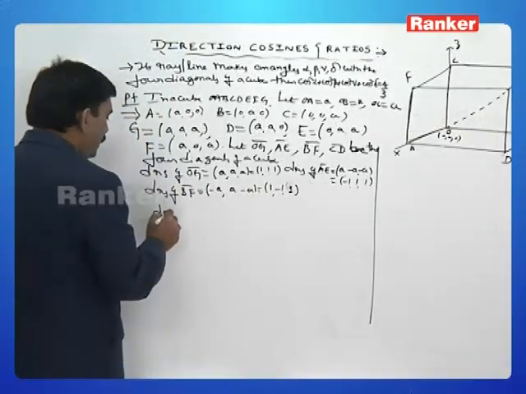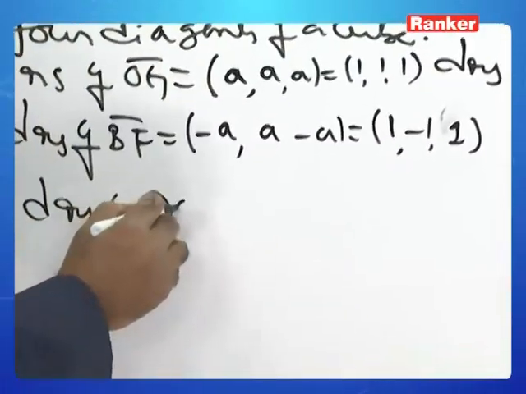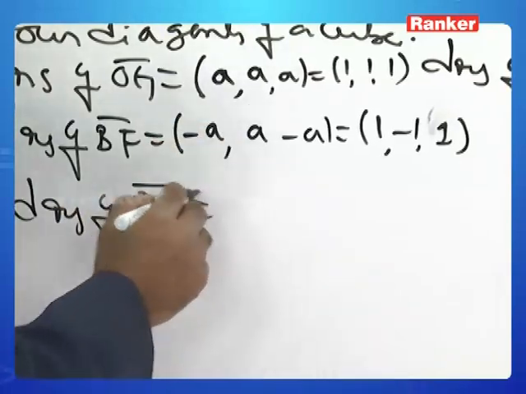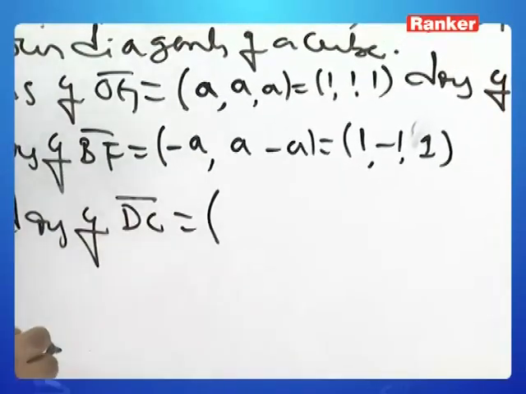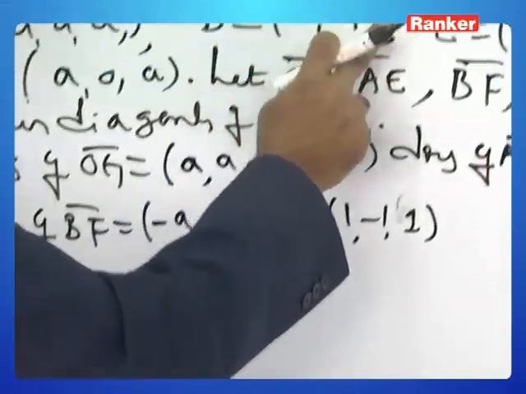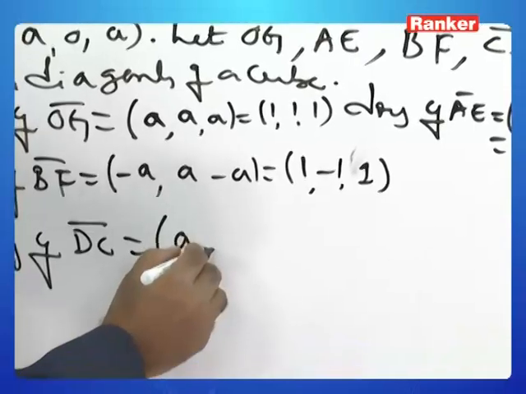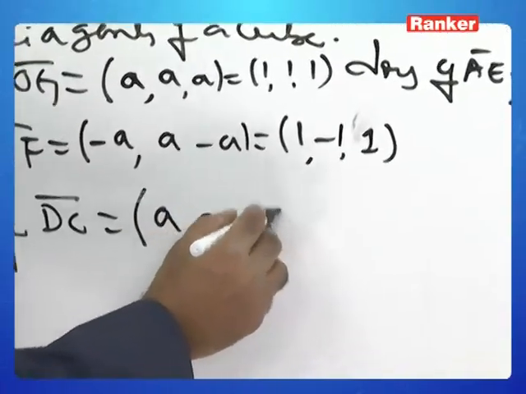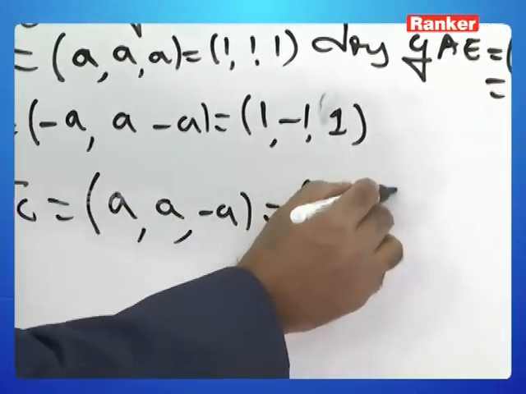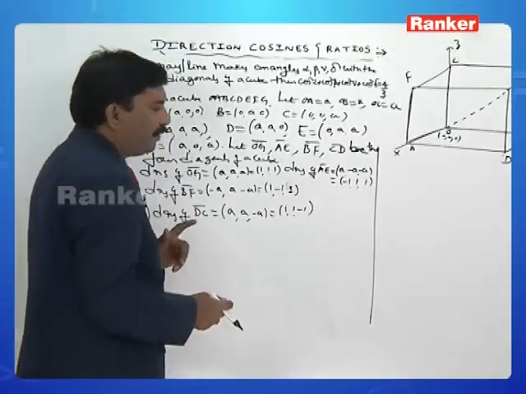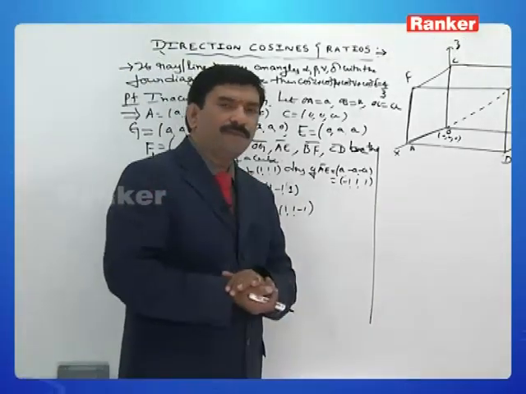Next, DRs of DC bar or CD bar, as you please. Now, DC bar. Now, D is here, (a, a, 0). C is here, (0, 0, a). So therefore, 0 minus a, that is minus a. Next, a, and a. I can write 1, 1, minus 1. Yes, we got DRs of the four diagonals.